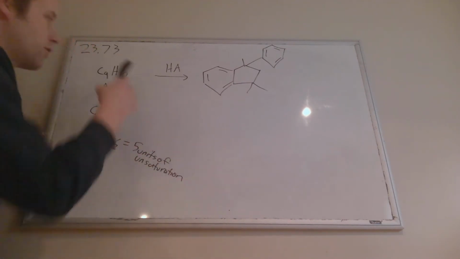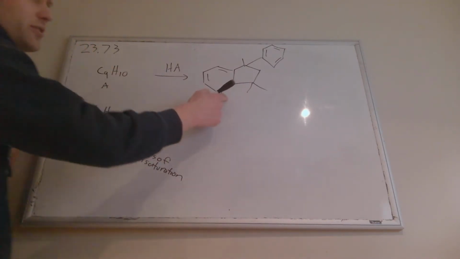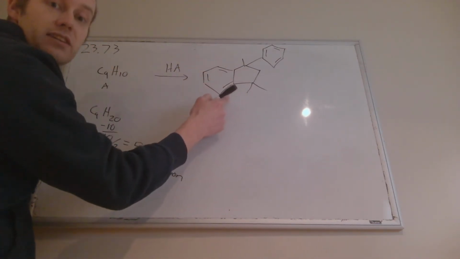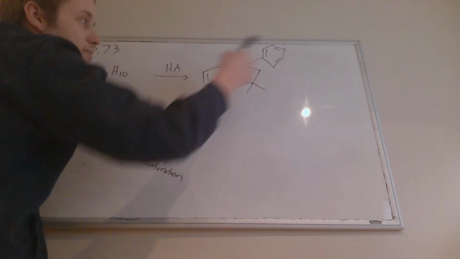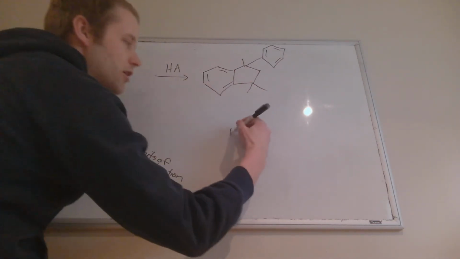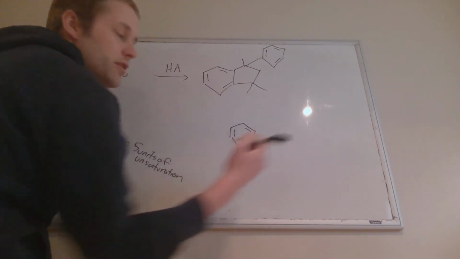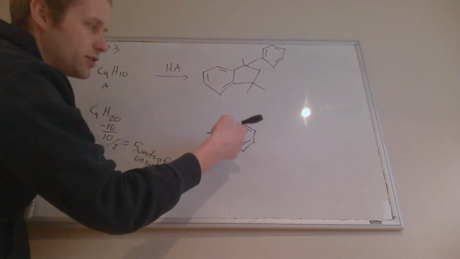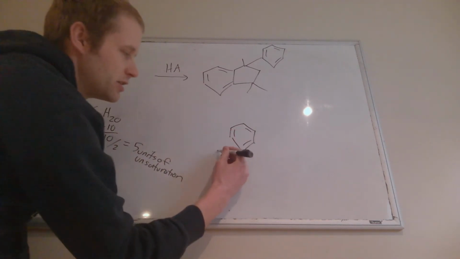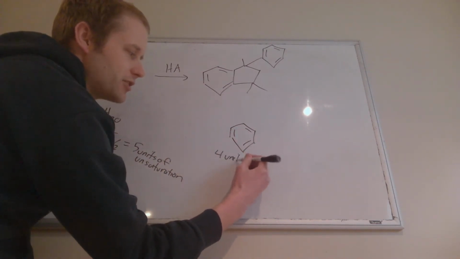If I'm trying to figure out what this monomer is, I think there's a pretty good chance that we have a benzene in it, since we see that part of the structure show up in both of these cases. So I'm going to start out with that benzene. The benzene has one ring and 3 double bonds, so it has 4 units of unsaturation.